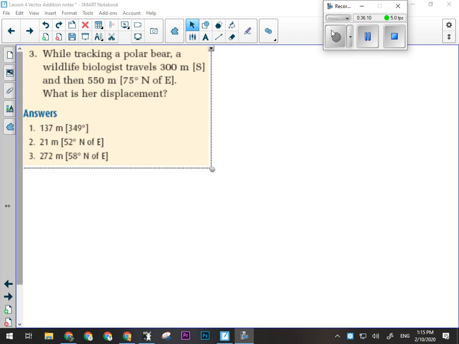I want you to try question number 3. We have this polar bear that's going to travel 300 meters due south, and then it's going to go 550 meters at 75 degrees north of east.